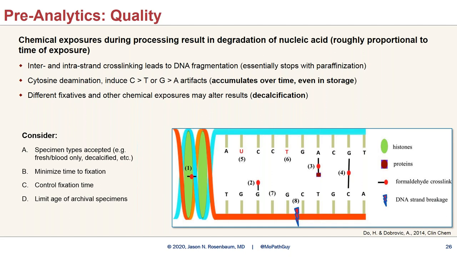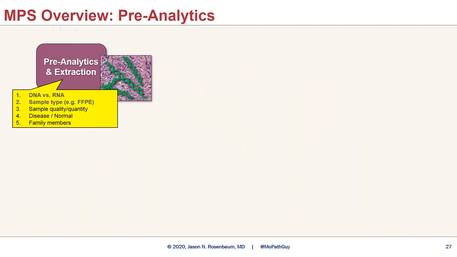If you have any control over your histology lab's workflow, it's worth considering minimizing the time to fixation, the so-called cold ischemic time, and controlling the fixation time itself. And it's worth considering limiting the age of archival specimens that you will sequence.